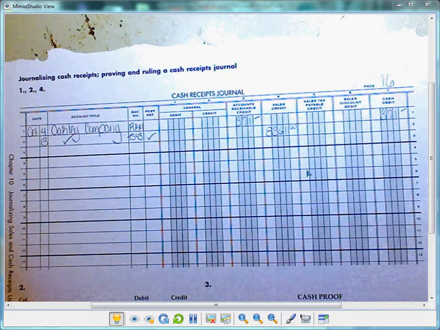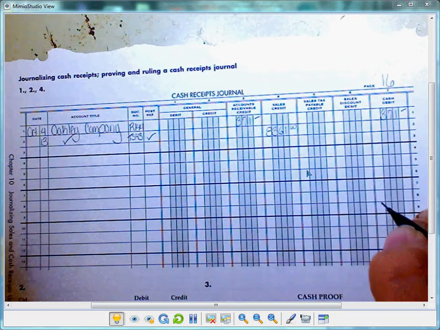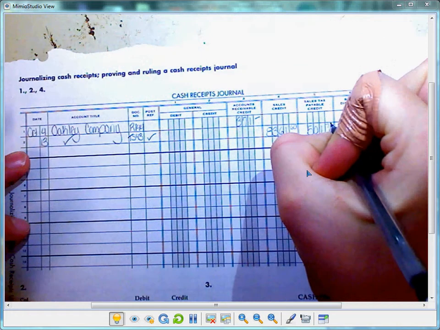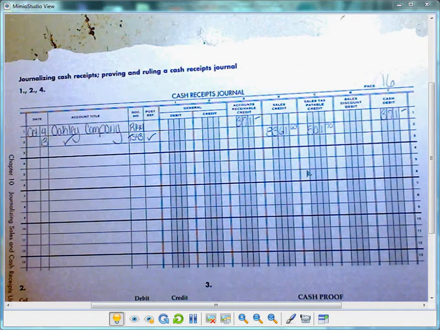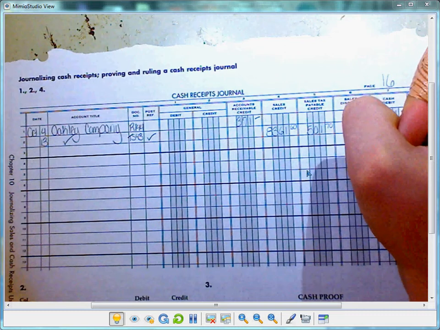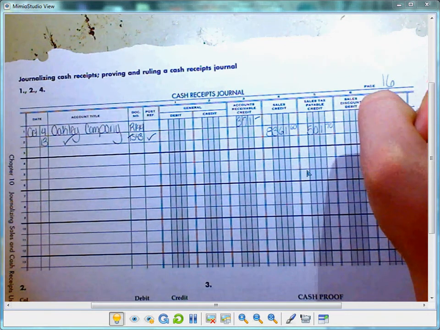Then it said sales tax of $501.70. So that's the next column, sales tax payable, $501.70. And then it said for a total of $8,863.30. What is that going to go in? Cash debit, $8,863.30.